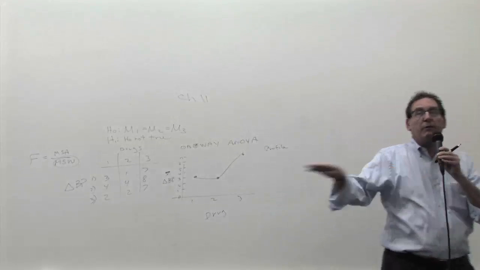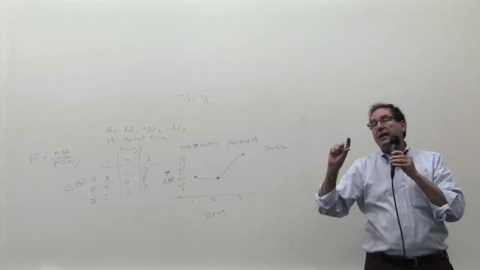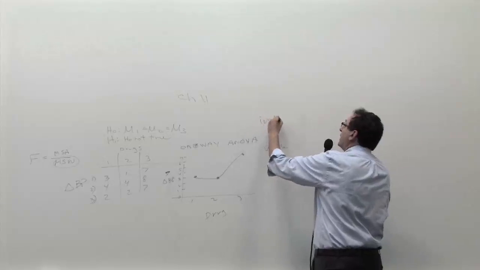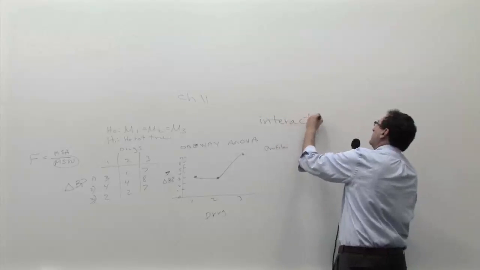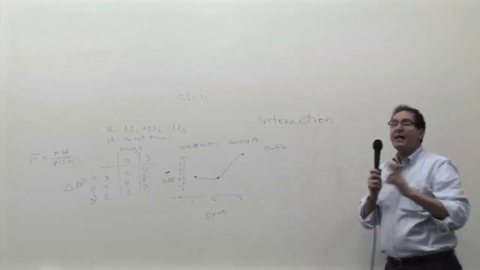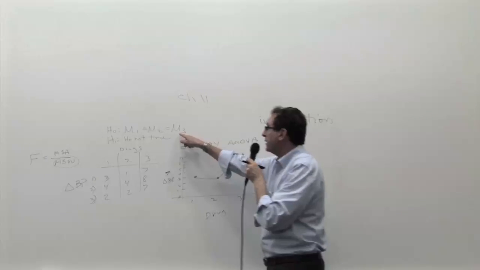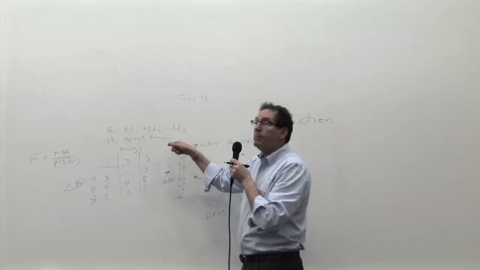Wasn't that the one drug is better across the board? There seems to be, and the technical term for this is interaction, there seems to be an interaction with sex, meaning that you can't say across the board drug number 1 is the best drug, which in this case drug number 3 is the best drug. You can't say that. It's true for men, but it's not true for women.